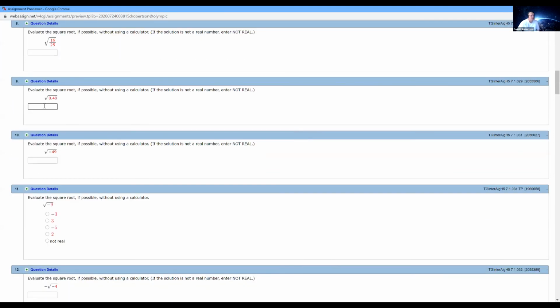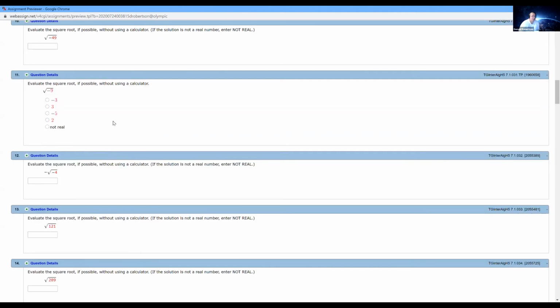Oh, I didn't do a decimal. But it is a number. Any guesses? Square root of 0.49, yeah. Can you just do it in your calculator? Square root of 0.49, it'll tell you. It's a nice answer, right?